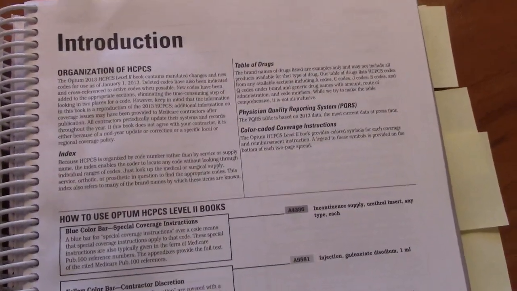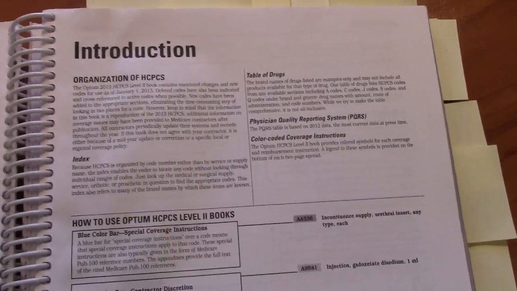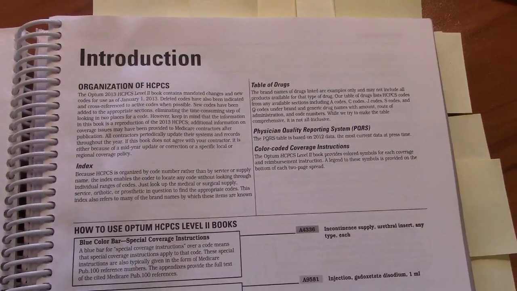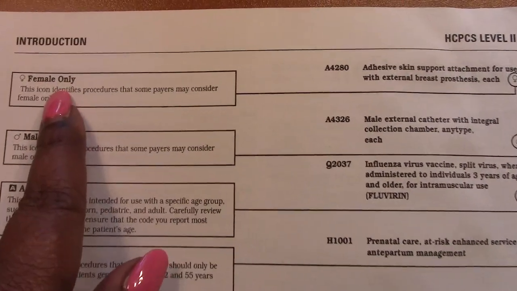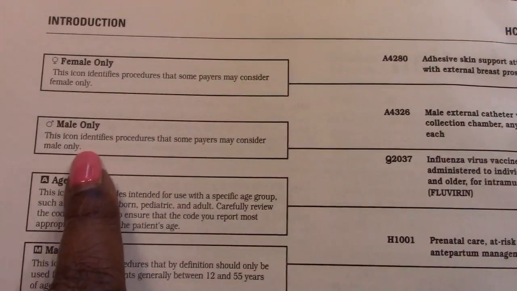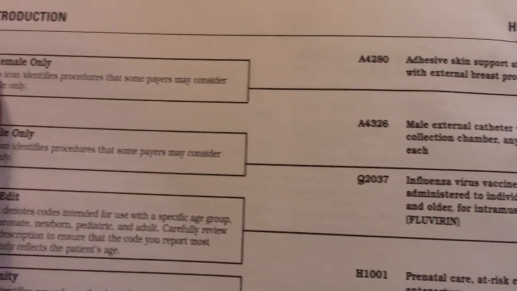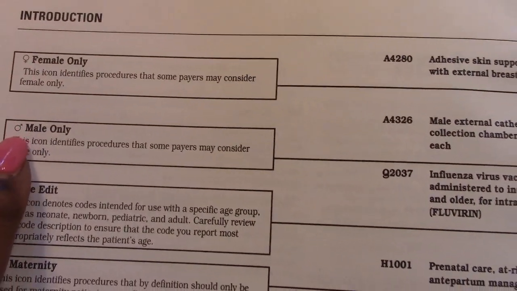So, as with any book, I always tell you guys, especially your ICD-10 and your CPT, always read the introduction to your book. Your introduction gives you information like crazy. Look how it tells you how to find codes that are female only, male only, okay? They tell you the symbol to look for that lets you know it's only a female procedure or only a male procedure. So make sure you're reading over your introduction in any of your code books, okay?